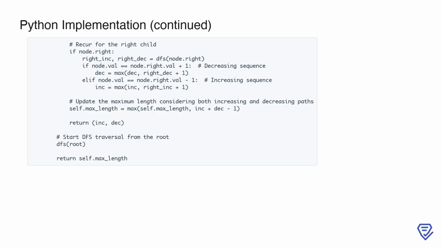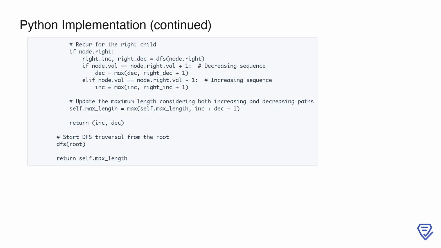After processing both children, we update self.max_length to ensure it captures the longest sequence we've seen so far, considering both increasing and decreasing paths that pass through the current node. The formula we use, inc plus dec minus 1, accounts for the overlap at the current node. Finally, we return the updated inc and dec values for the current node to propagate this information back up the recursion.